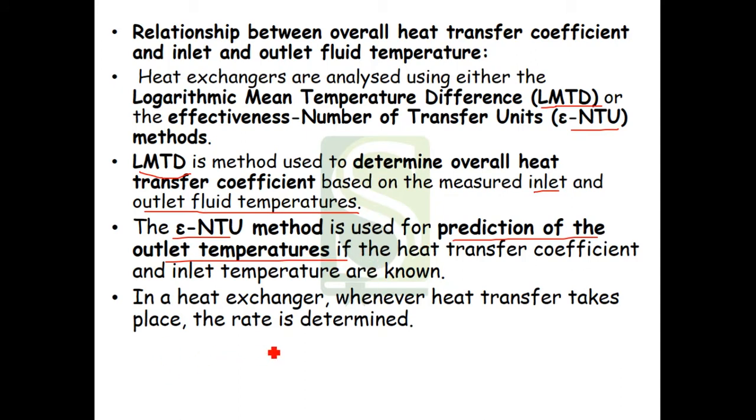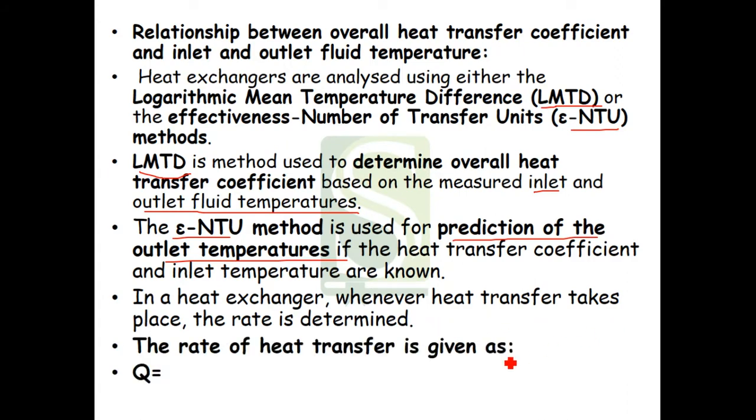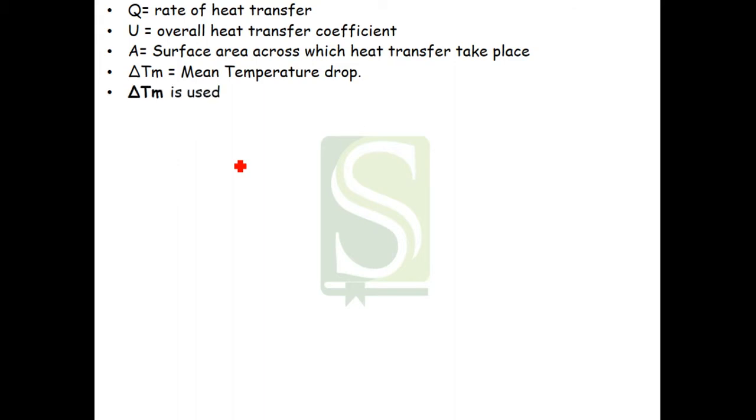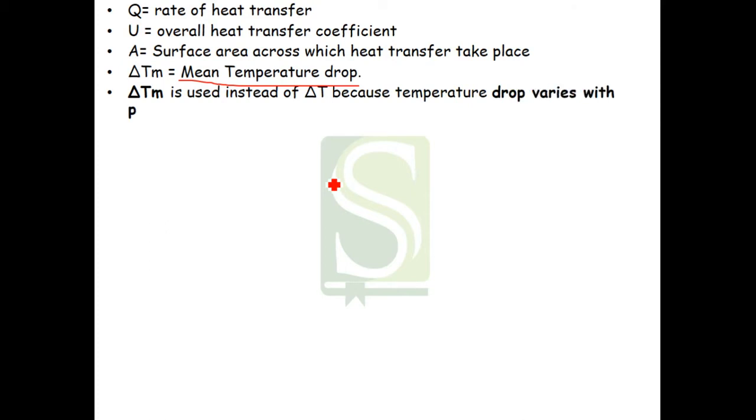So in a heat exchanger, whenever heat transfer takes place, the rate is determined. Okay, now the rate of heat transfer is given by the equation Q is equal to U into A into delta Tm. Okay, now we will see what these values are. Q stands for rate of heat transfer, U is the overall heat transfer coefficient, A is the surface area across which heat transfer will take place, delta Tm is the mean temperature drop. Okay, so delta Tm is used instead of delta T.